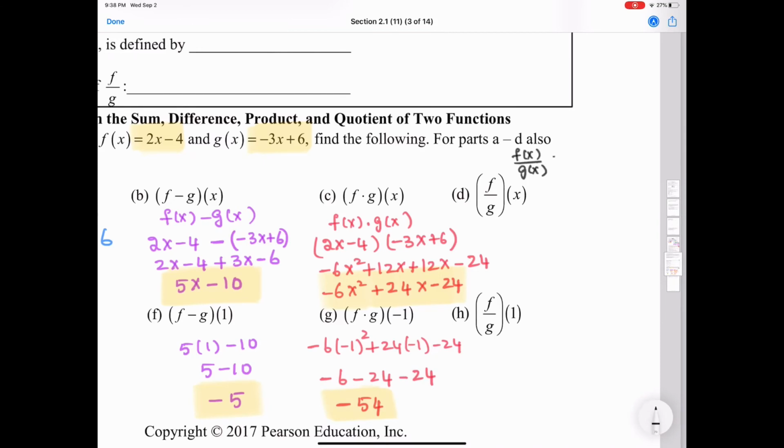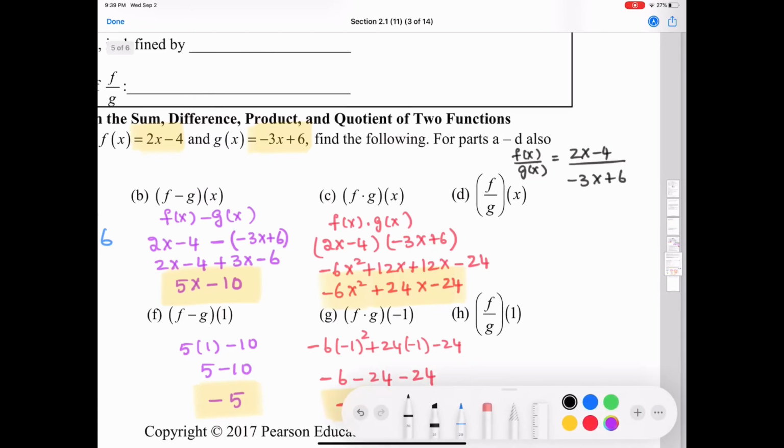And f of x is 2x minus 4 and g of x is negative 3x plus 6. Again, when you divide rational functions, the only way I can simplify it is if I can factor something out. And in this case, I cannot factor anything, so I cannot simplify any further. And that would be the answer for this division. So I'm going to leave it like that because I cannot simplify it.